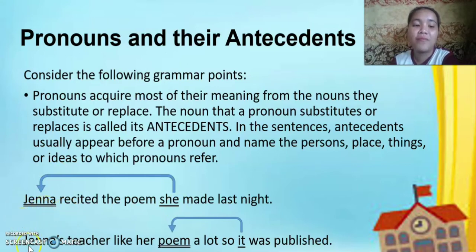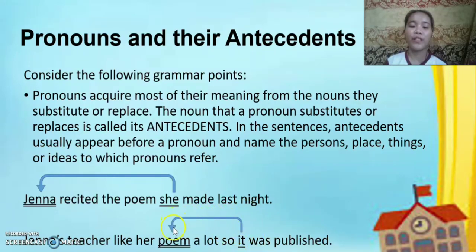Okay? Now let's have the second sentence. Jenna's teacher liked her poem a lot, so it was published. So the one being talked about here is the poem. And its pronoun is the word it. So the pronoun it refers to the noun poem, which is its antecedent. So the antecedent of the pronoun it is the word poem.